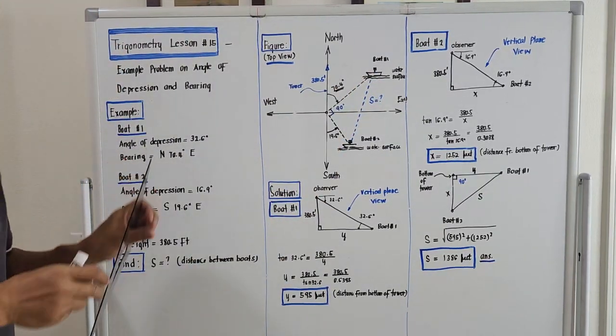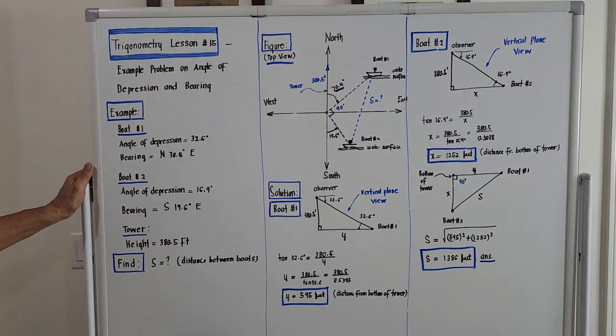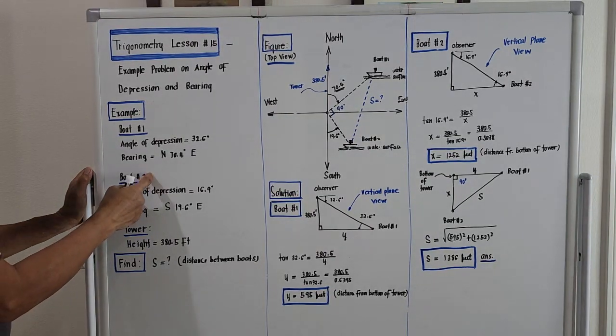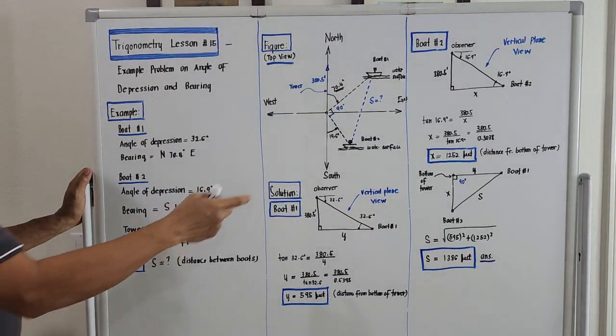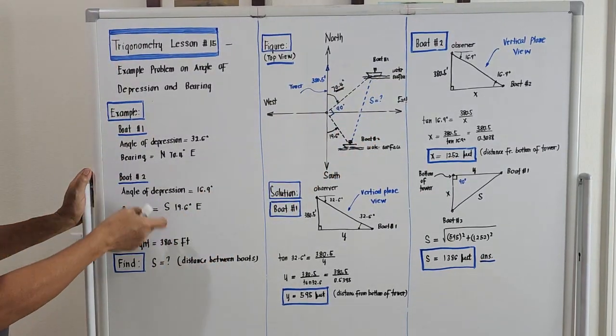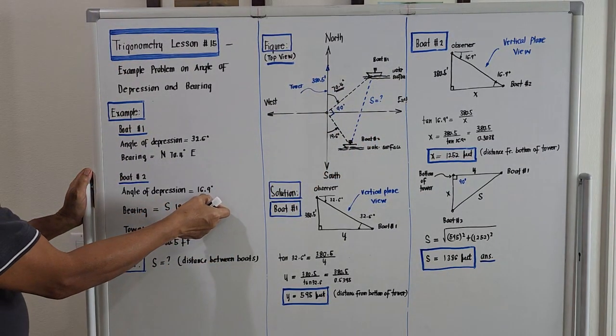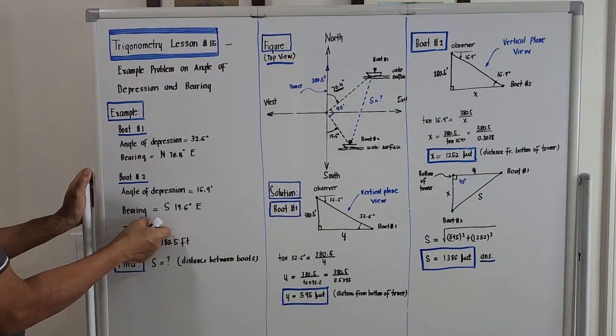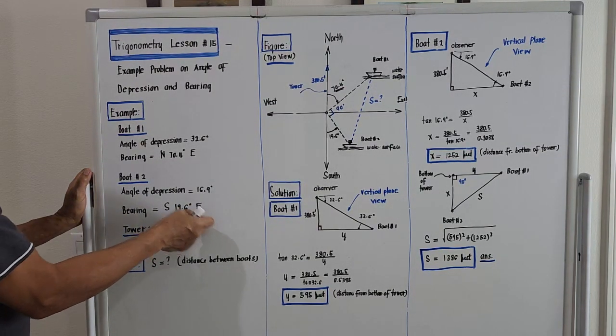Okay, we'll continue the verbal explanation. For boat number 2, we are given boat number 2. There are two boats. This is boat number 1, this is boat number 2. For boat number 2, the angle of depression is 16.9 degrees. The bearing is south, 19.6 degrees east.